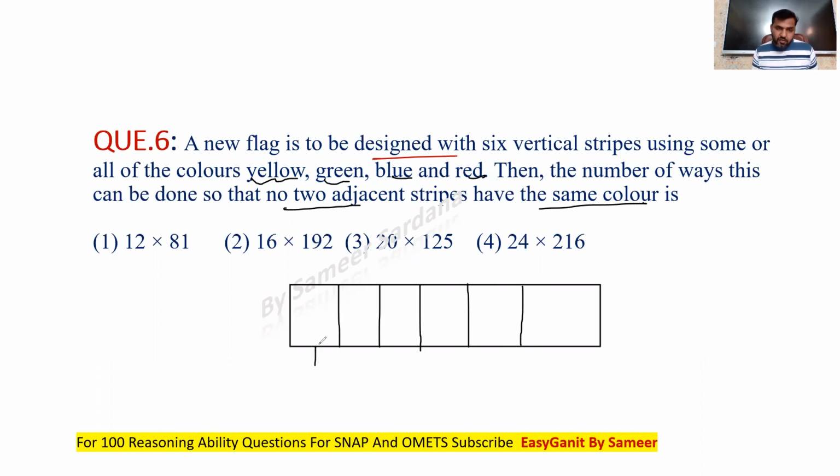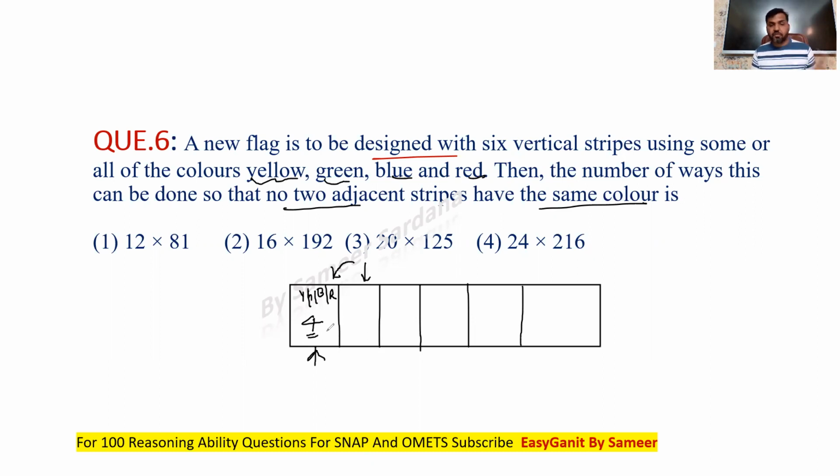So guys, tell me, this first strip can be filled with how many colors? I can use yellow color or green color or blue color or red color. Any color can be used here. So this can be done in 4 ways. But then I need to make sure whichever color I'm using on this strip, the same color should not be used on this strip, because 2 adjacent strips should not be having the same color.